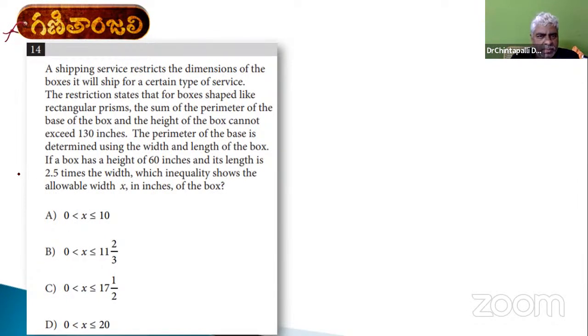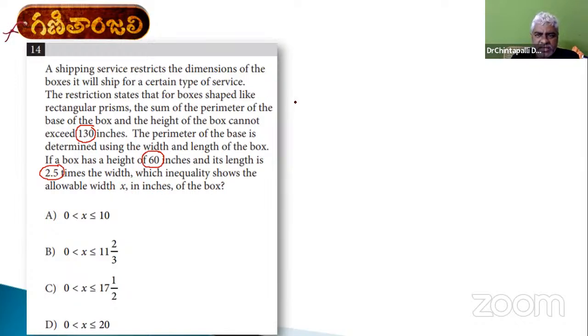The sum of the perimeter of the base of the box and the height of the box cannot exceed 130 inches. The perimeter of the base is determined using the width and the length of the box. If the box has a height of 60 inches and its length is 2.5 times the width, which inequality shows the allowable width x in inches of the box?